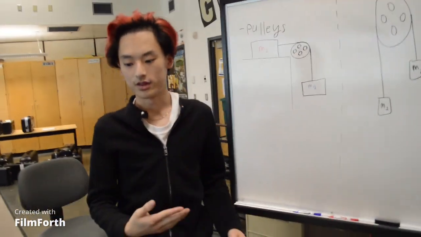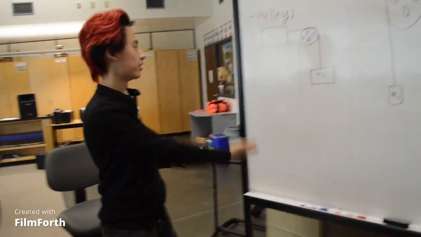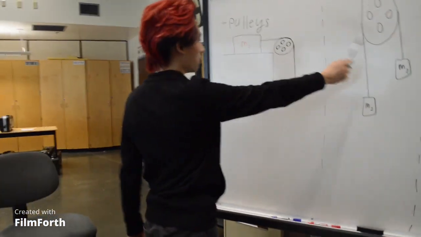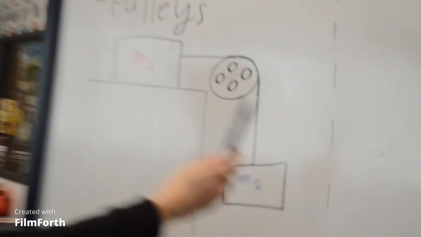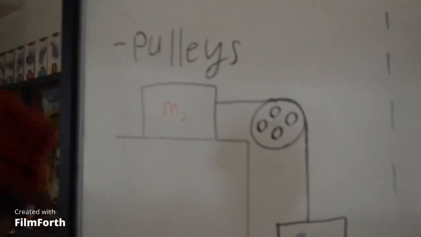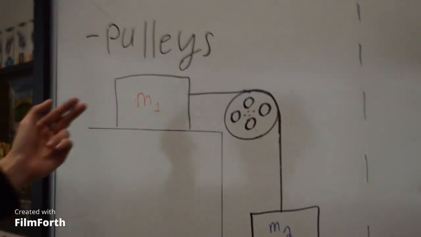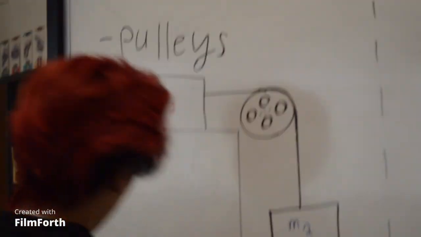Now let's talk about some machines. Pulleys are devices that change the direction of the tension force. As you can see, we have two examples of pulleys right here. So let's start with this one. Let's derive an equation for the acceleration, assuming friction is negligible.